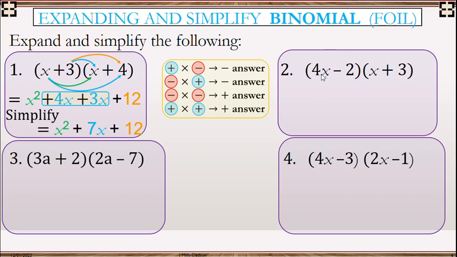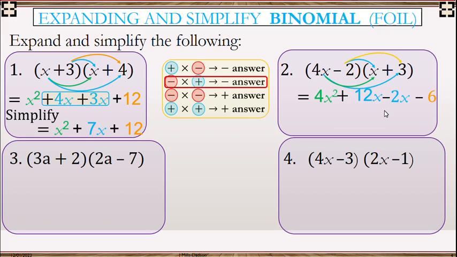Example 2. You start with 4x times x, which is 4x squared. Next one, 4x times 3 is plus 12x. Now here be careful, we are multiplying a negative term by a positive term, and the rule says it should be a negative answer. So we have a negative 2x. Again, a negative term times a positive term will give us a negative answer as well, negative 6.